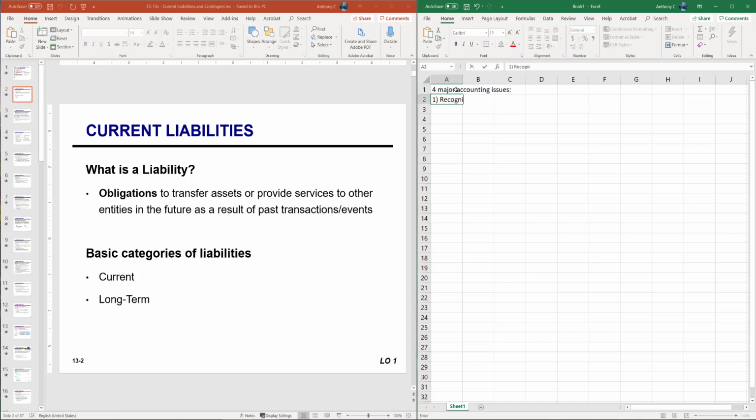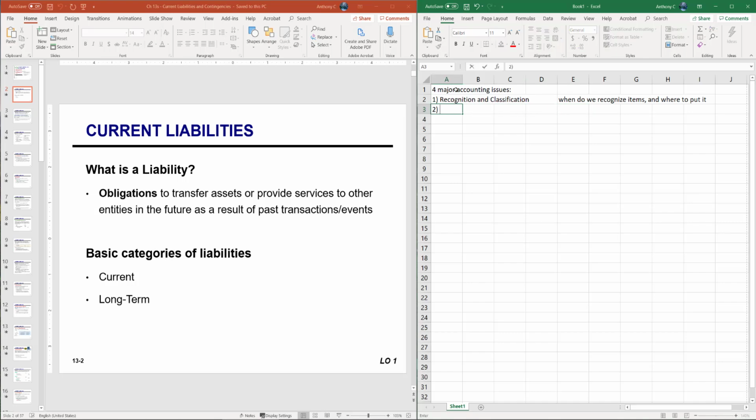Right, so the first is recognition and classification. Okay, so really this just deals with when do we recognize a financial statement item, and if we're going to recognize a financial statement item, where on the financial statements are we going to put it? So this answer is when do we recognize items? And where to put it?